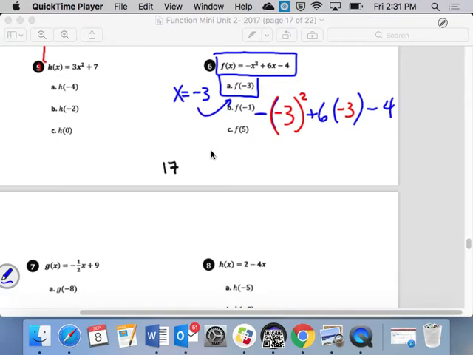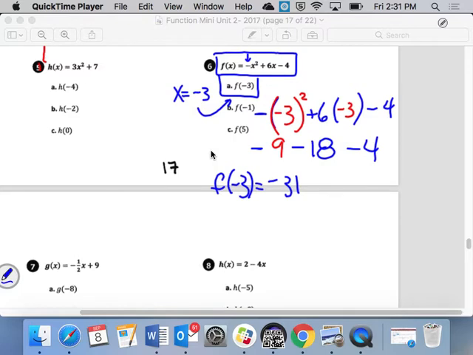But this problem has a negative sign built into it, so the blue negative sign is going to stay in the problem. When I square the -3 times itself, that becomes +9. And then moving on across, I have +6 times -3, so that's going to become -18, and then nothing happened to -4. It stayed exactly the same. So here, -9 and -18 is -27, and when I add in -4, that gives me -31. So the value of this function at -3 is -31.